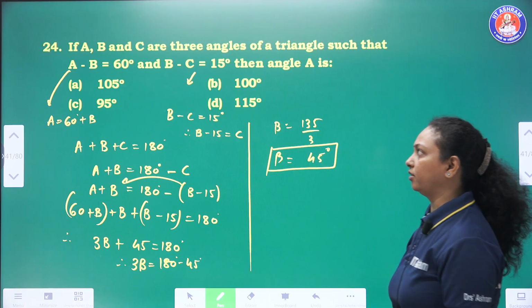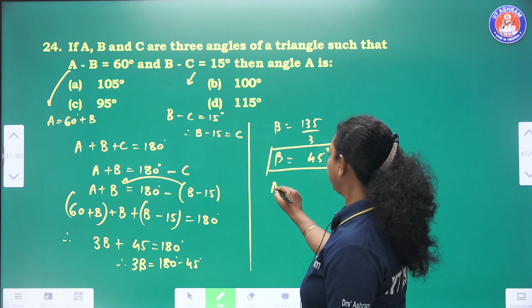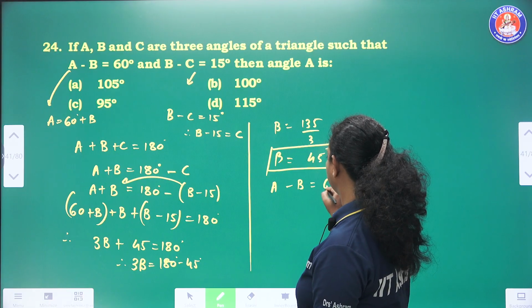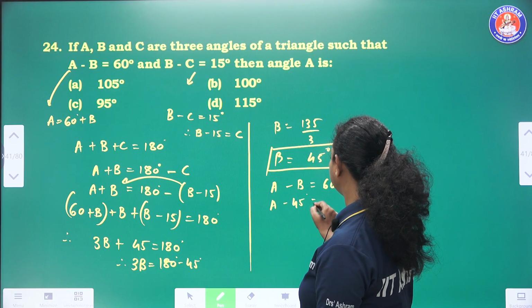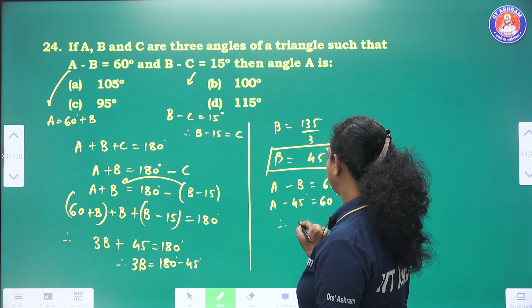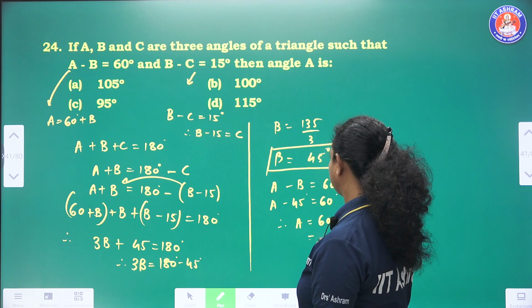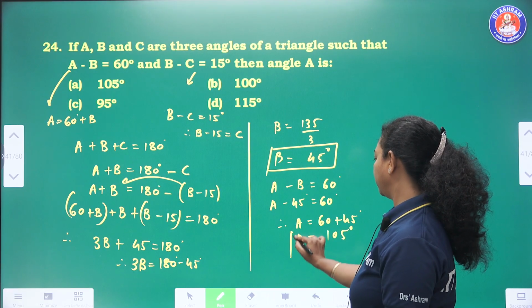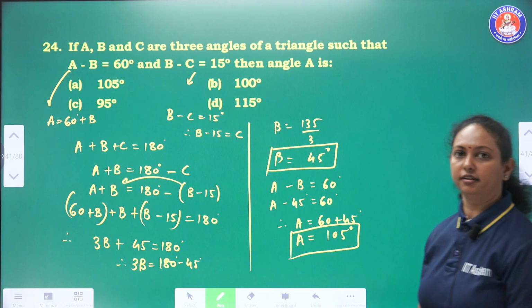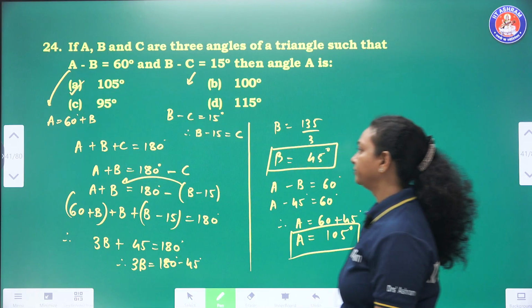Now we have to find the value of angle A. So A minus B is equal to 60 degree. So we simply write that A minus 45 is equal to 60. So A is equal to 60 plus 45 degree, which is equal to 105 degree. So what is the measure of angle A? 105 degree. Option A is the correct one.